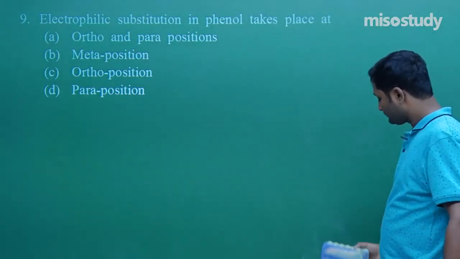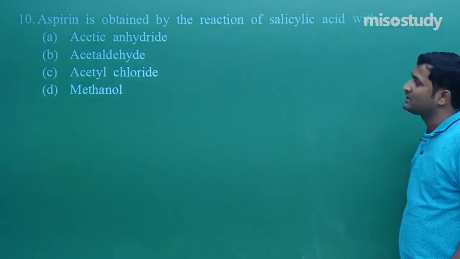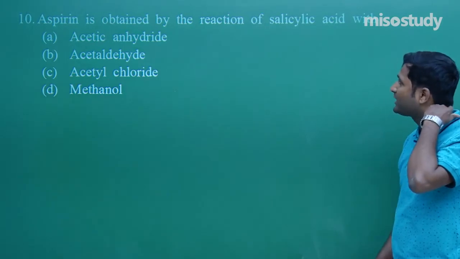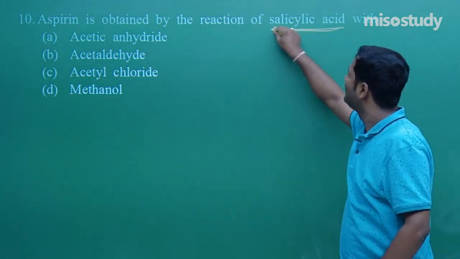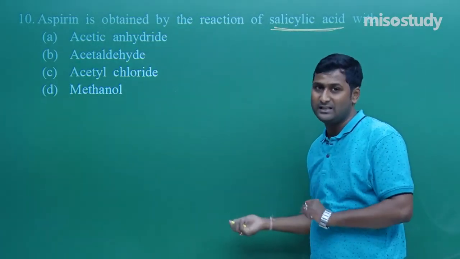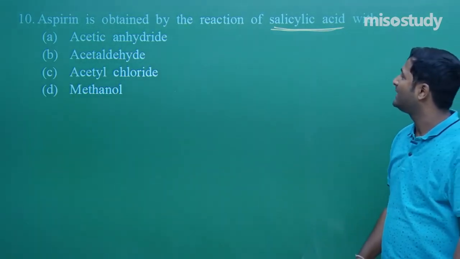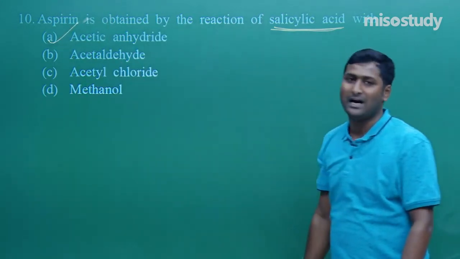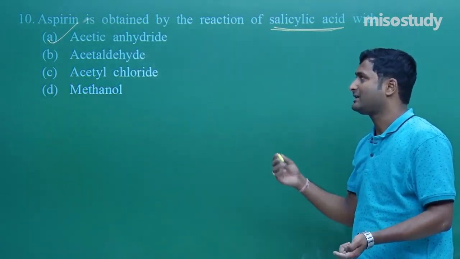Now the next question is question number 10. Check it out. This is one of the simplest questions. As I discussed, aspirin is obtained by the reaction of salicylic acid with acetic anhydride. This is very simple, a completely theory based question. Aspirin is obtained by the reaction of salicylic acid with acetic anhydride. Clear? So for question number 10, that is the A option.